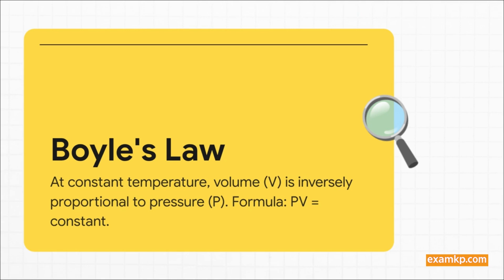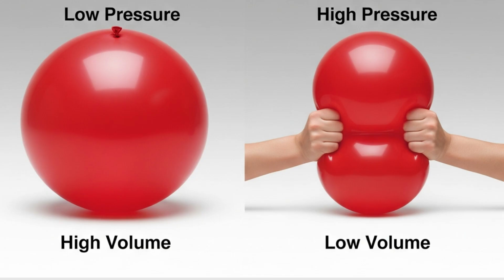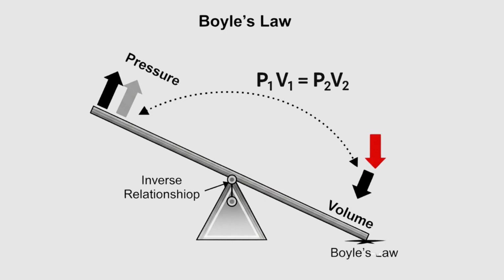The easiest way to think about this is squeezing a balloon. As you squeeze it, you decrease the volume, right? And what happens? The pressure inside goes way up. That's an inverse relationship. If you double the pressure you're putting on a gas, you're going to cut its volume in half, as long as the temperature stays constant. One goes up, the other comes down.